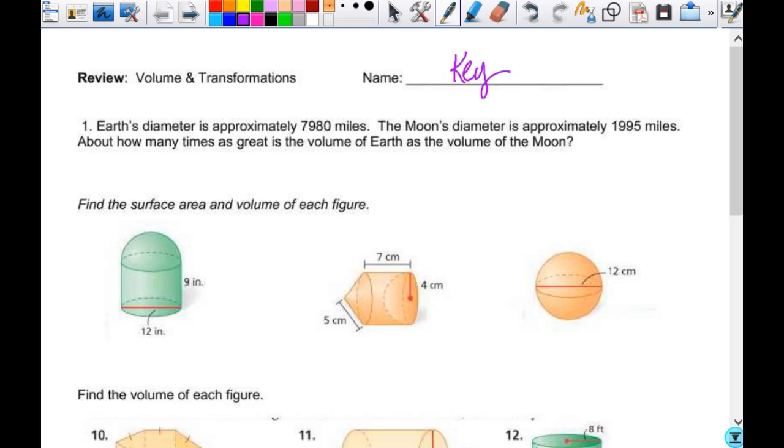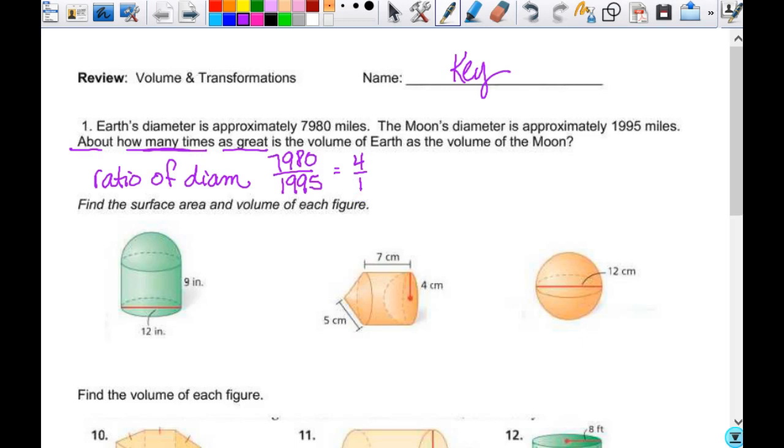So instead, it's not asking me what the volumes are. It's asking me about how many times as great is the volume of the Earth as to the volume of the moon. And what I've been given is the diameter. So if I make a ratio of the diameters, which could also be the ratio of any side length, the ratio of the perimeters, anything that just has units and not squared or anything, it is 7,980 over 1995. So that reduces down to 4 over 1.